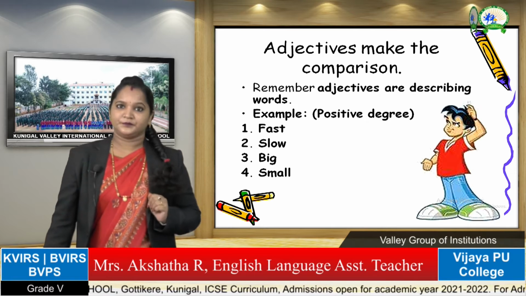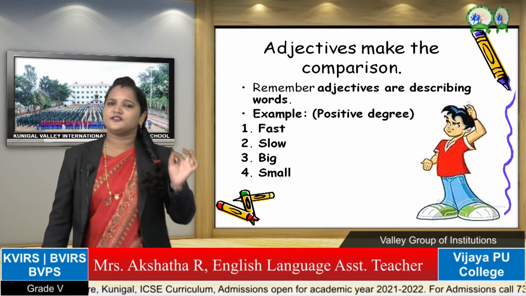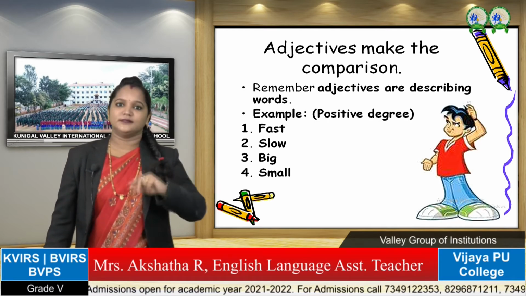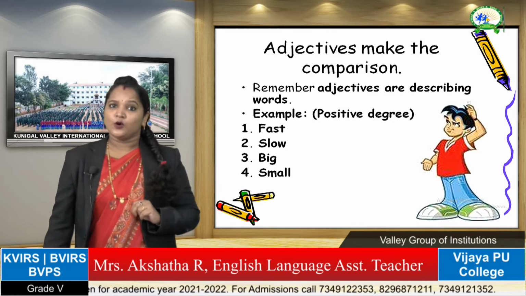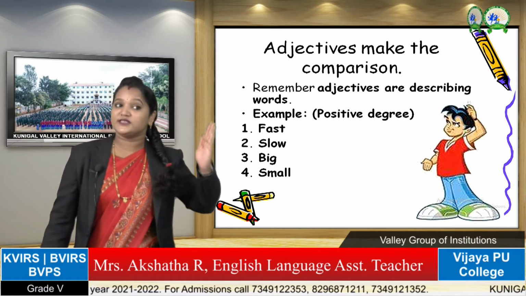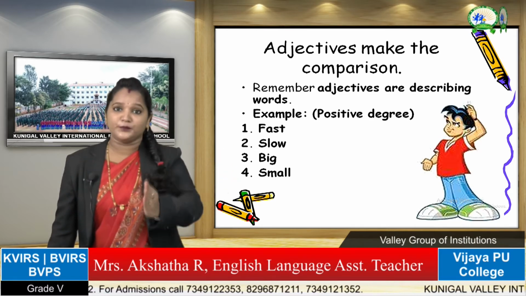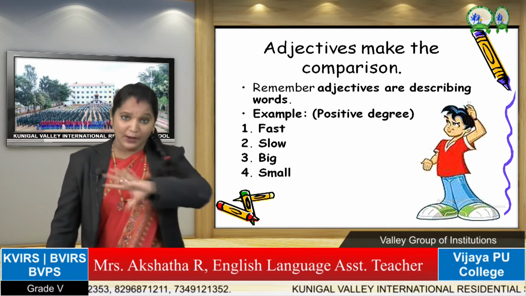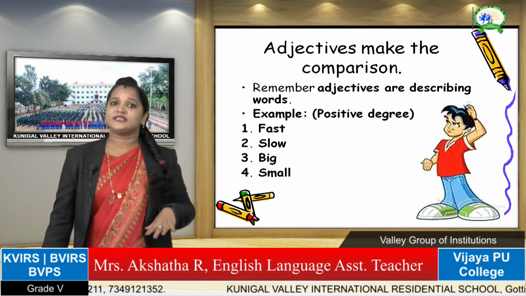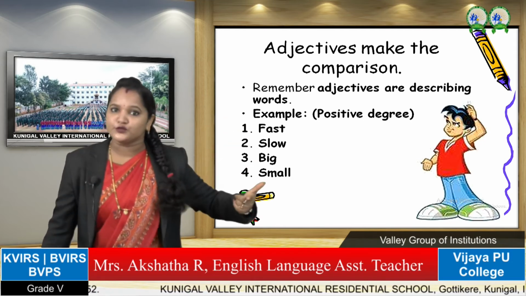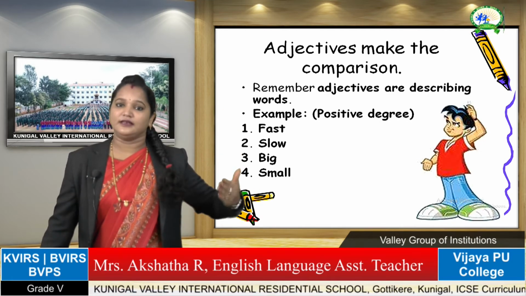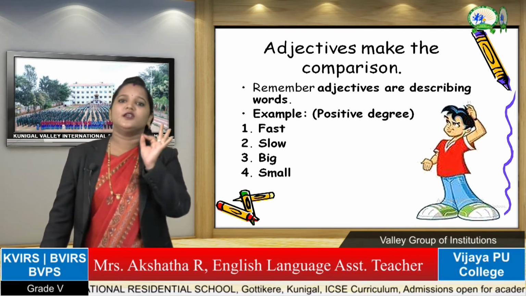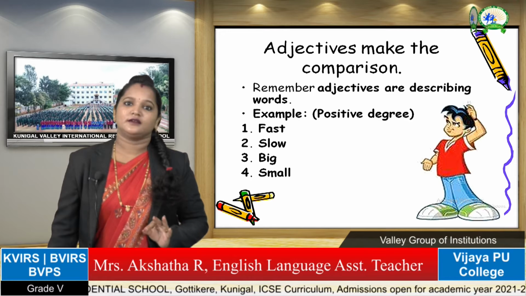For example, there is a girl. We say, the girl is so beautiful. Now, we have two girls. We want to compare these two: who is beautiful and who is more beautiful. Now, we have a group of girls. Among these girls, we want to select the best, who is most beautiful. So, there is a level, there are degrees of comparison. These adjectives are helping a lot in this comparison.